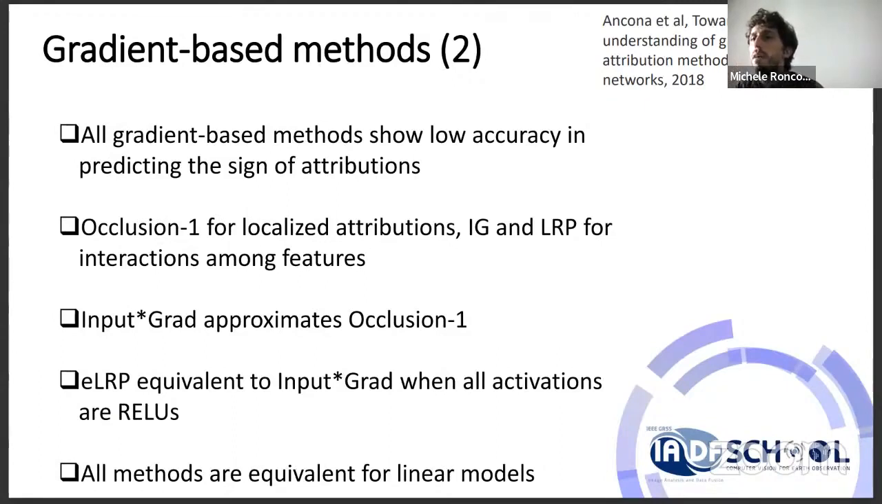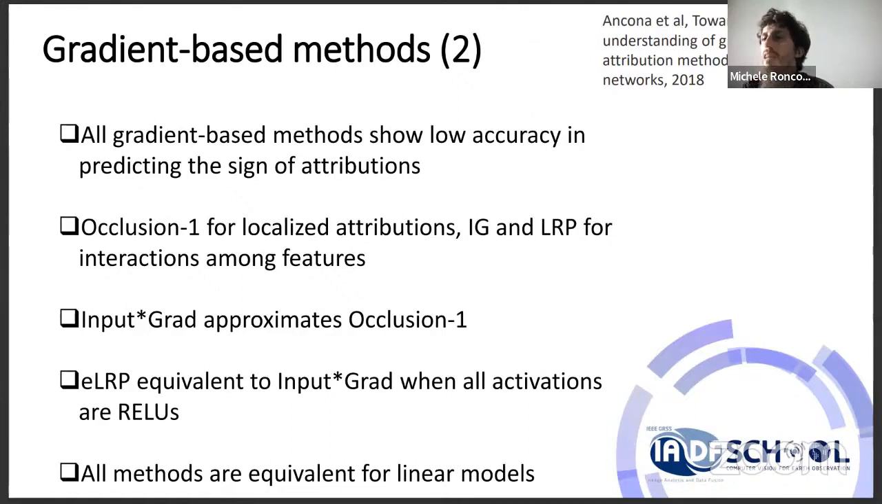In particular, there is this nice paper by Marco Ancona and others, which tries to make a classification or compare different gradient-based methods, and so it tries to find the similarities and comparisons among these different gradient-based methods. And these are some of the conclusions found in this paper, which I think could be useful as general lessons. They show that all gradient methods have low accuracy in finding the sign of the attributions. The sign is what I was mentioning before when I was talking about Shapley values.